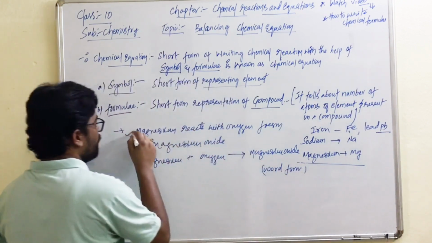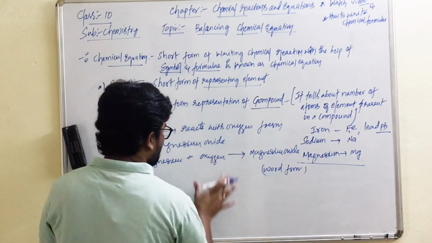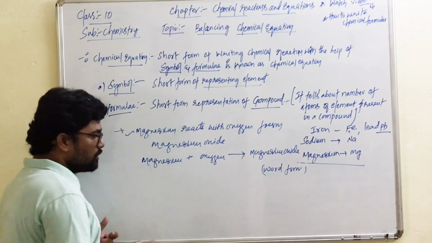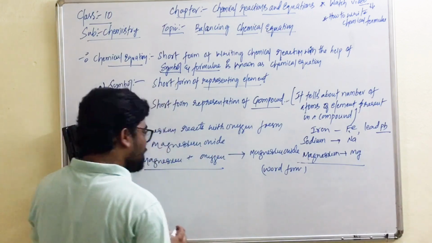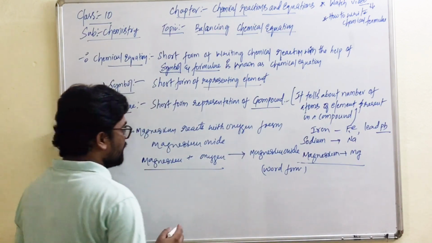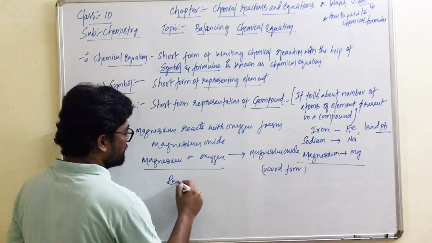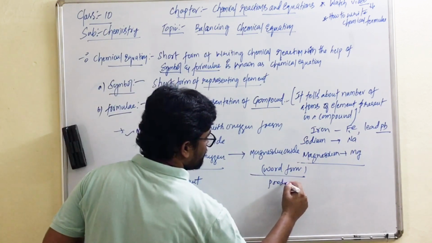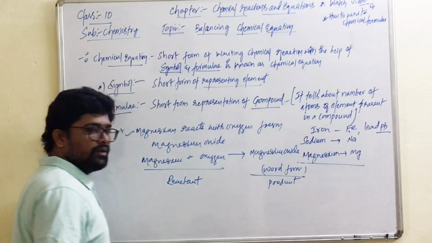Writing in this form is quite long, and if you write in this form, we call it the word form. Is it clear? So what do magnesium and oxygen indicate to us in a reaction? Magnesium and oxygen are the reactants, and magnesium oxide is the product. Is it clear for everyone?